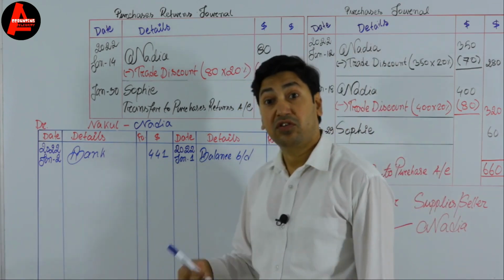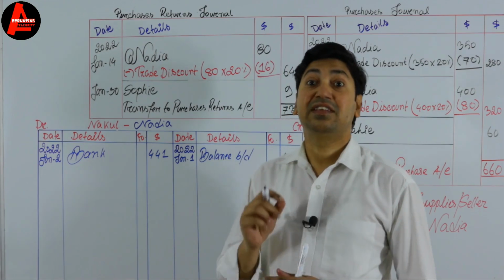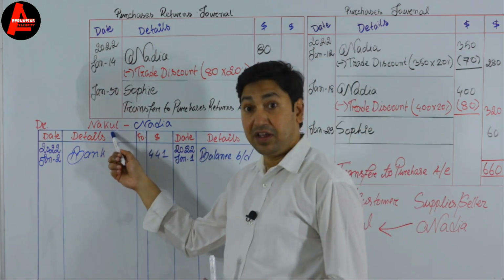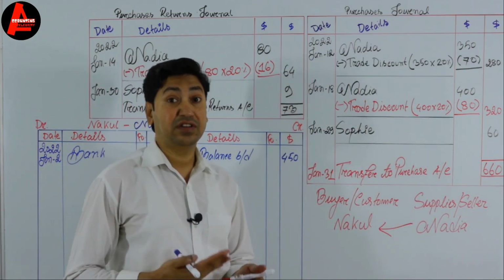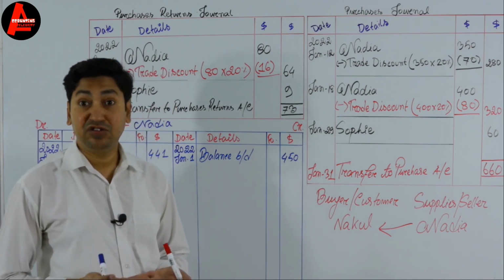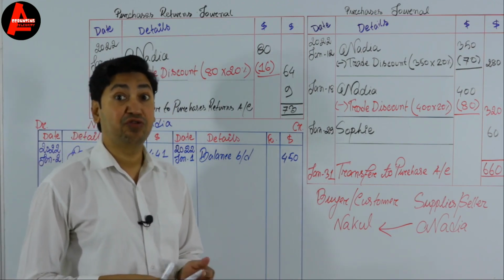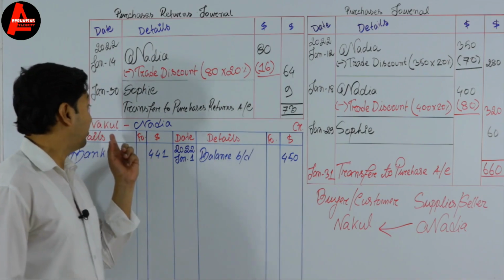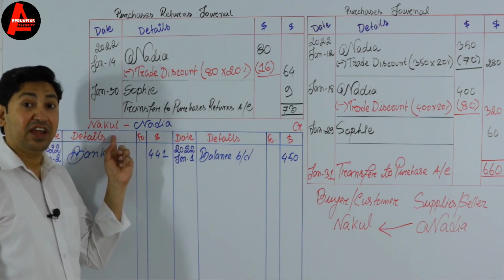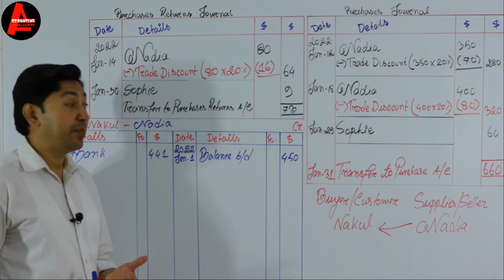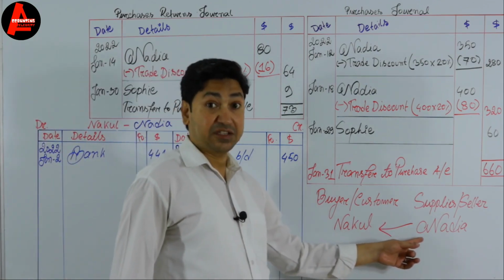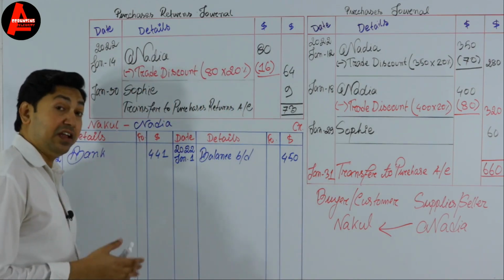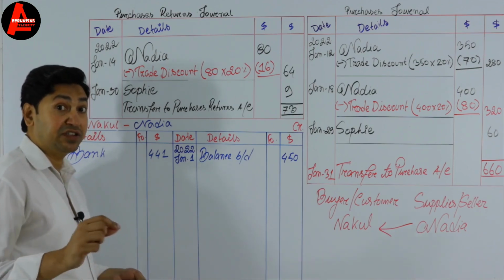450 minus 441 equals $9. So $9 is a discount. Nadia allows this discount to Nakul. What is the journal for this $9 discount? Nadia's account to be debited and discount received account to be credited. For Nakul, it is an income, a nominal account. But for Nadia, it is an expense, because Nadia allowed this discount to Nakul. So Nadia's account is debited and discount received is credited.